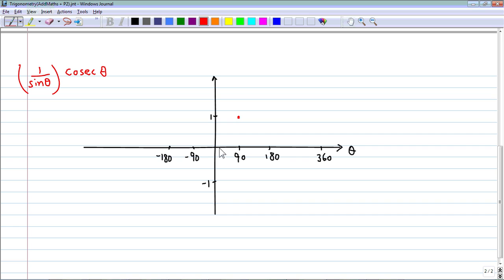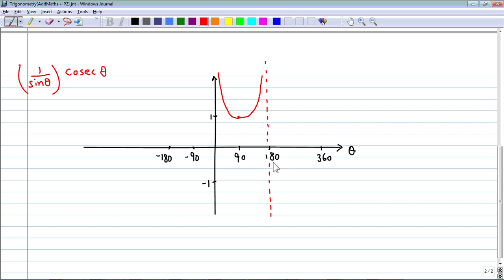But notice that if we took a small positive angle for theta, like 5 degrees, then sine theta would also be small and positive. That means 1 over sine theta will be large and positive. So it's going to get larger and larger the closer we get to 0. So we're going to get a curve like this. And the same thing will happen on the other side because sine theta is symmetrical about the line theta equals 90. So we're going to get again a curve going up to this. So let's draw a dotted line here to indicate that actually this graph never touches that.